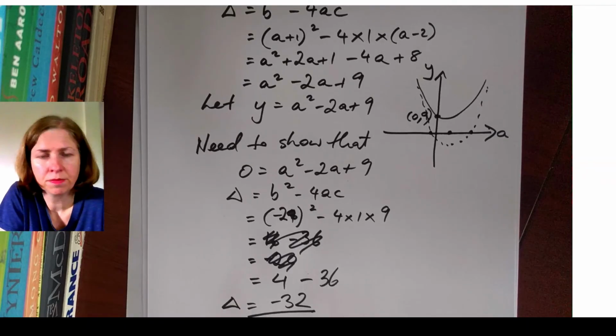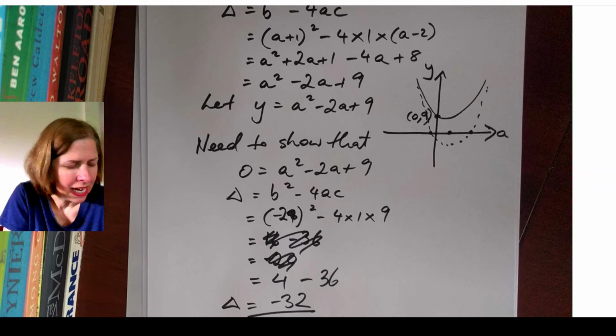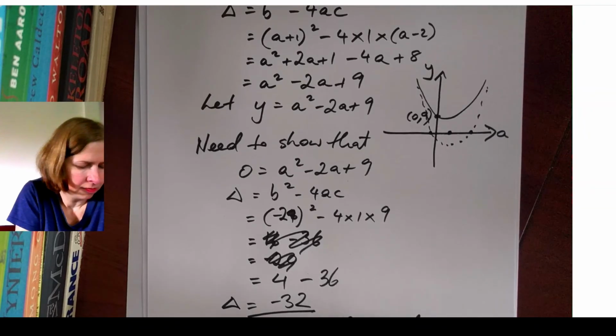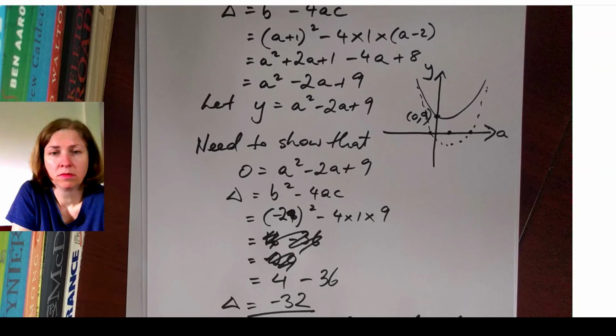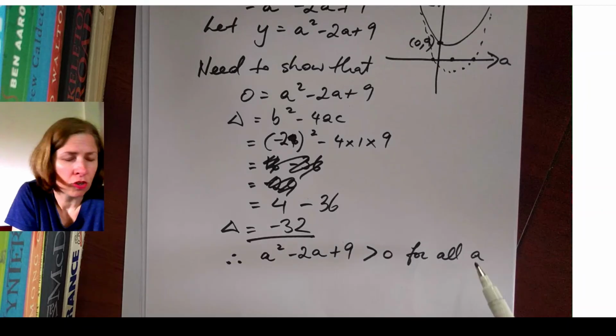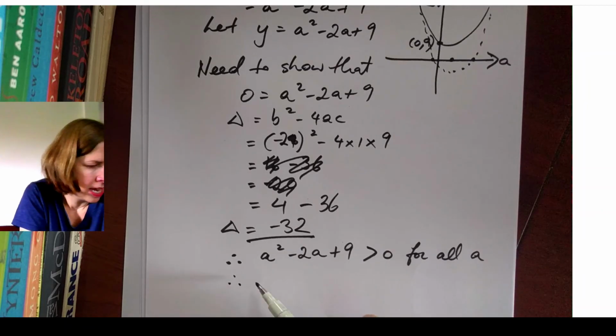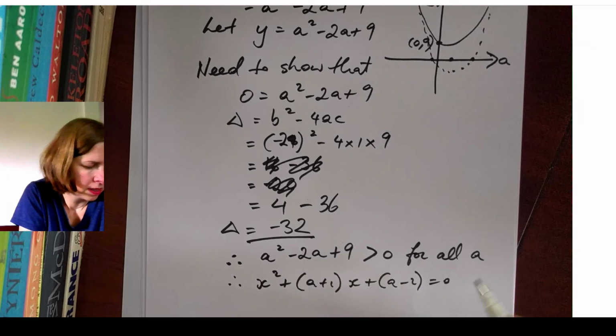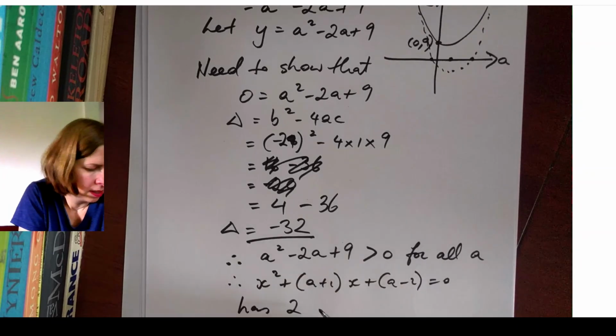All right, so what that means is that a squared minus 2a plus 9 is greater than 0 for all a, which means that the discriminant, this is the discriminant, is greater than 0 for all a. Therefore, x squared plus (a plus 1)x plus a minus 2 equals 0 has 2 solutions for all values of a.